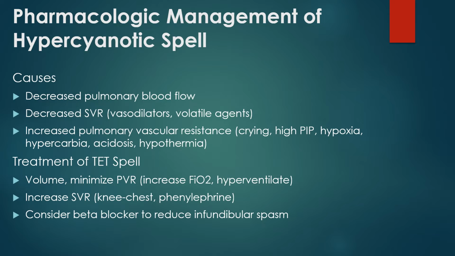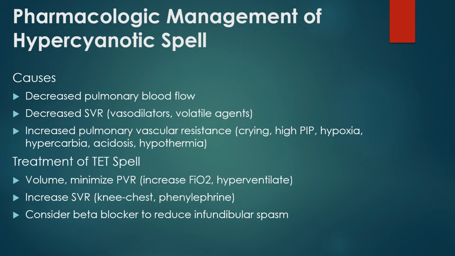So what can we do in our world? We obviously can't pick the child up or make them squat, but for pharmacologic management of a hypercyanotic spell or TET spell, basically the cause is decreased pulmonary blood flow and more shunting right to left, or a decreased SVR, in our case from volatile agents, increased pulmonary vascular resistance from crying, or in our case, high peak inspiratory pressures, hypoxia, hypercarbia, acidosis, hypothermia, PEEP. These kinds of things are going to make you have more right to left shunt.